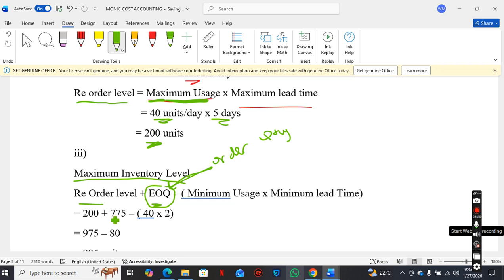Reorder level 200 units, the order quantity 775 units, minimum usage, we're going to use the average daily usage because we haven't been given this figure. So we use the average daily usage of 40 units per day multiplied by minimum lead time. The lead time they told us is 2 to 5 days. So the minimum is 2 days.